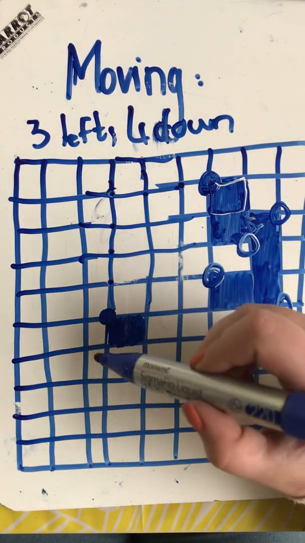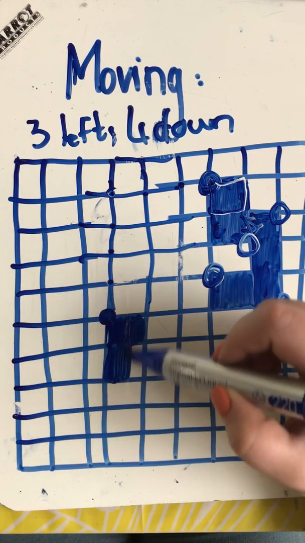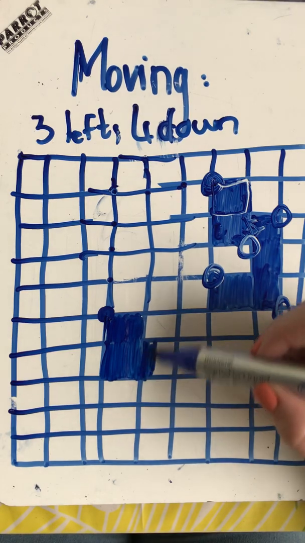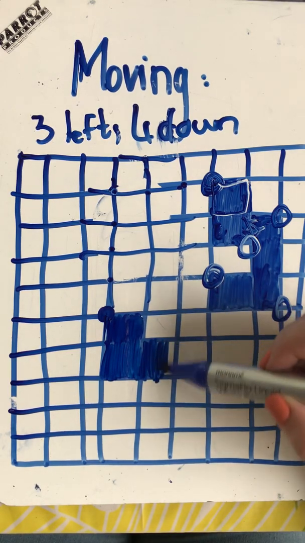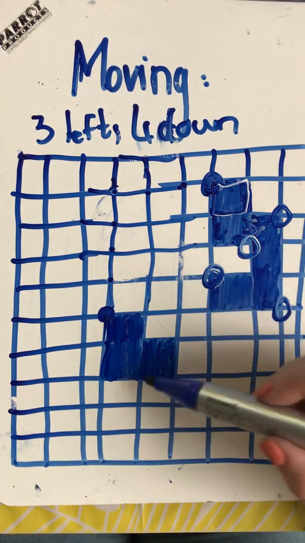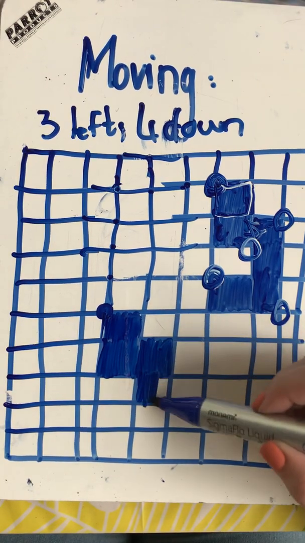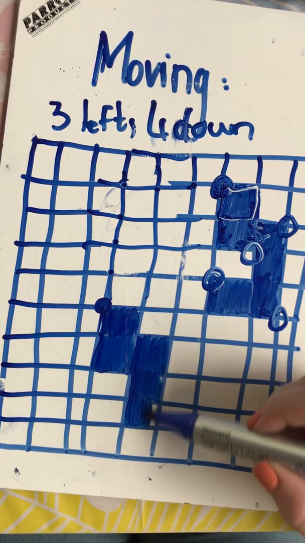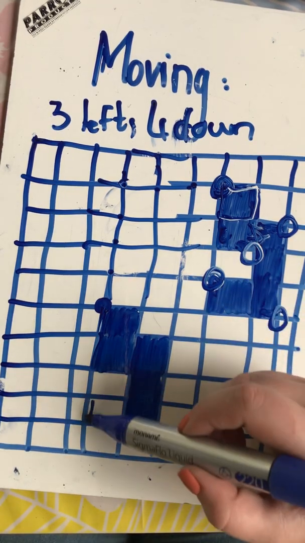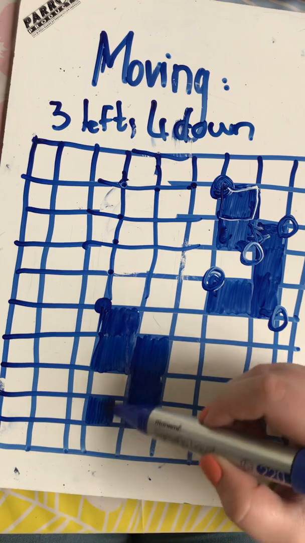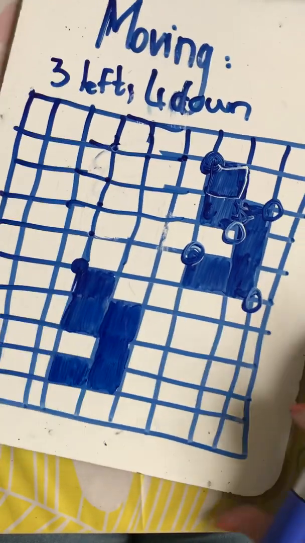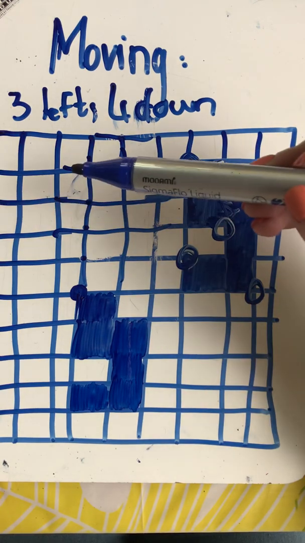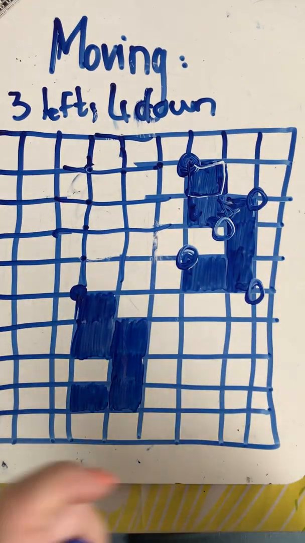Underneath this one, there was another one colored in, so I must color this one in. From here, it went 1 to the side, so I have to color in 1 to the side. It went 1 down, I have to go 1 down then. Then from here, it went another 1 down, so I have to color another 1 down, and then it went 1 to the side, so I color 1 to the side, and there we go. I've successfully moved this shape 3 blocks to the left and 4 blocks down.